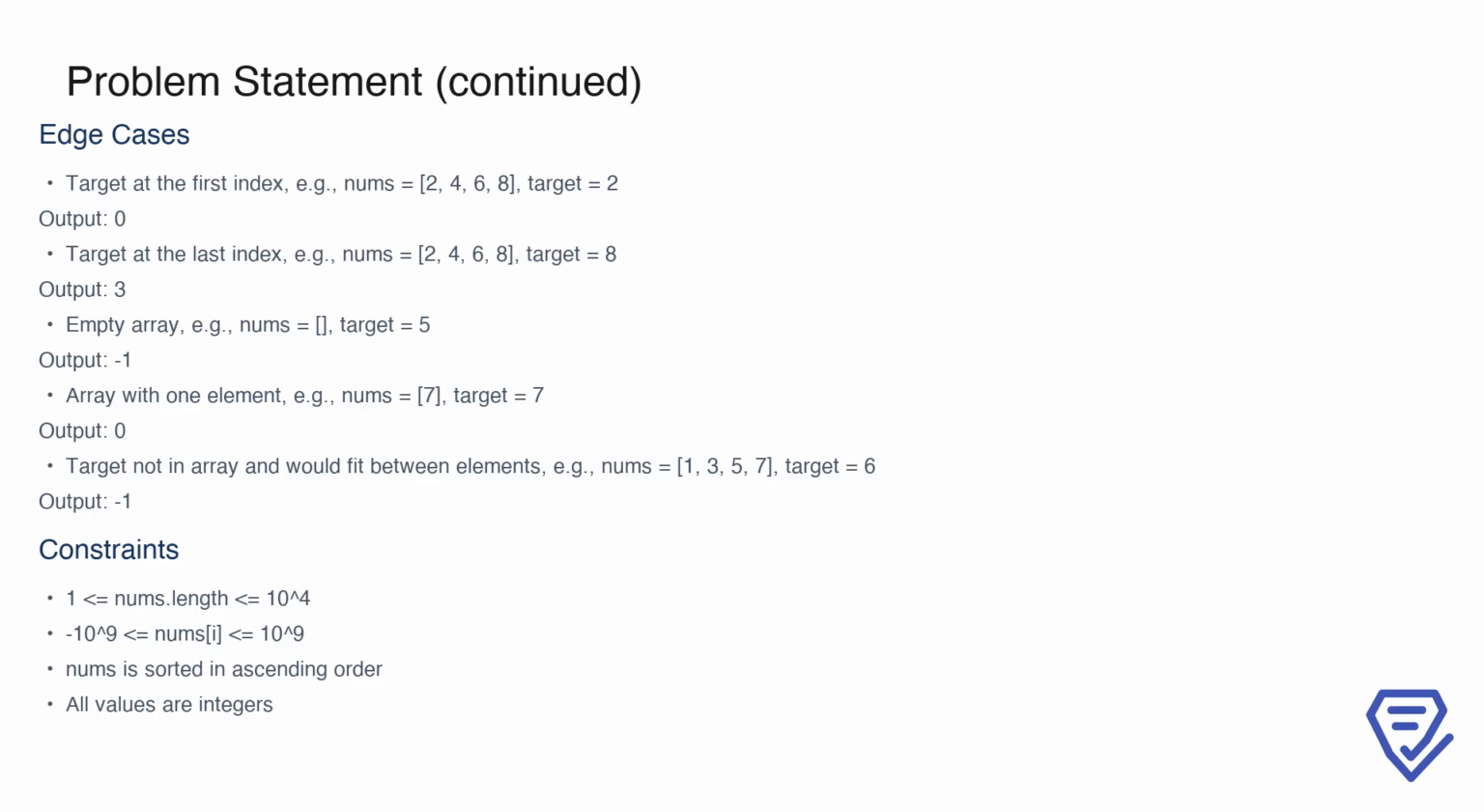Finally, if the target is not present in the array but would have fit between two values, we also return -1. The constraints are important. Arrays can be up to 10,000 elements, with values between -1 billion and 1 billion. The array is always sorted in ascending order, and all values are integers. These conditions are crucial when choosing an efficient algorithm.